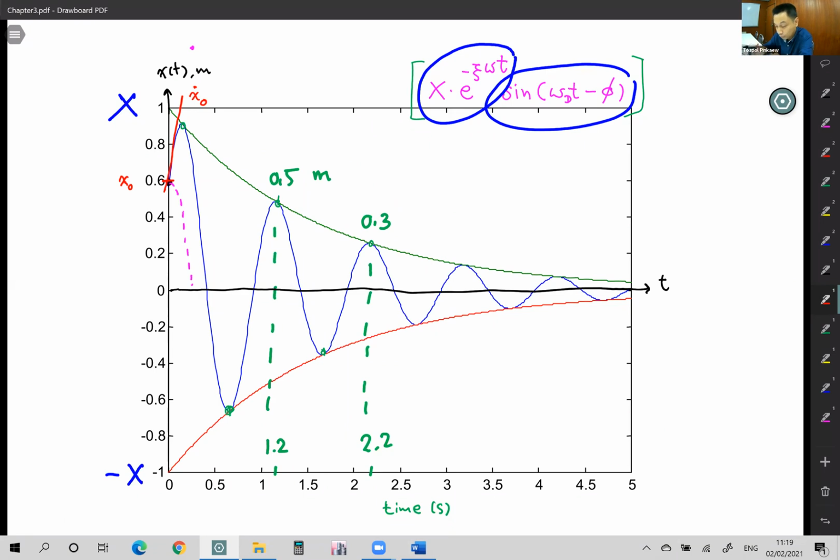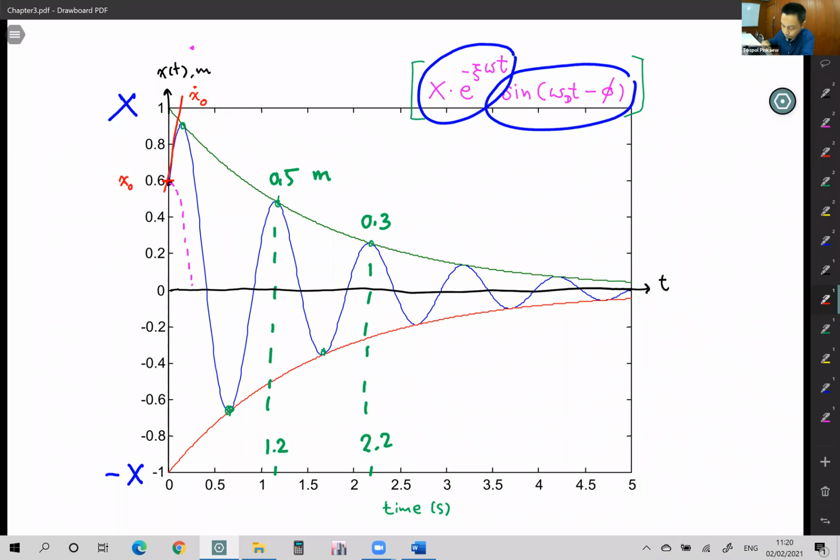X0 is 0.6 meter. X dot 0 is the slope of this curve. Whether it's 10 meter per second or 12 meter per second, I don't know, but it's defined by this slope. That's why the building starts from 0.6 and goes to 0.7, 0.8, 0.9, and then goes back to the origin. And it keeps vibrating like the blue curves.